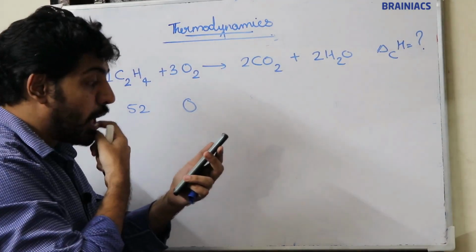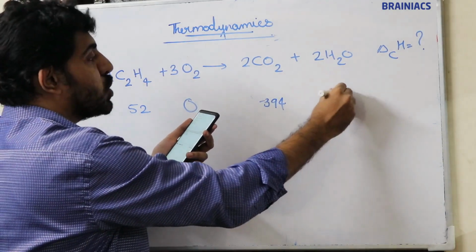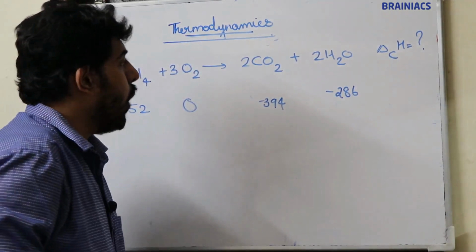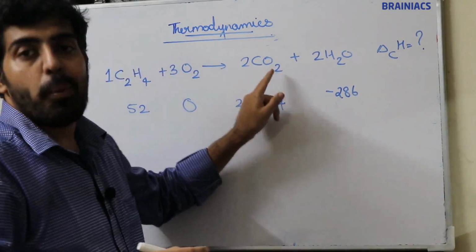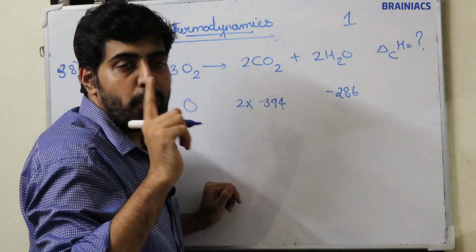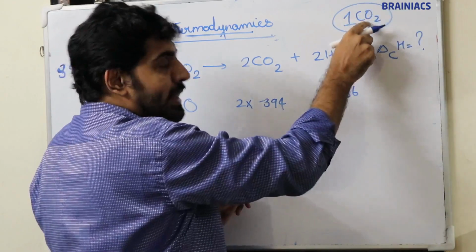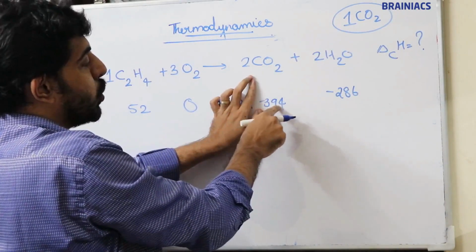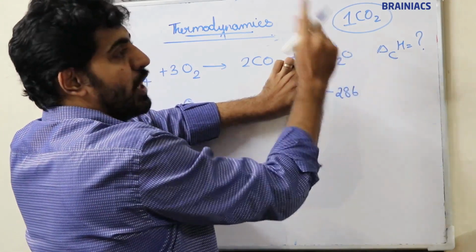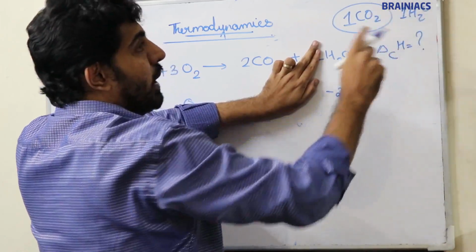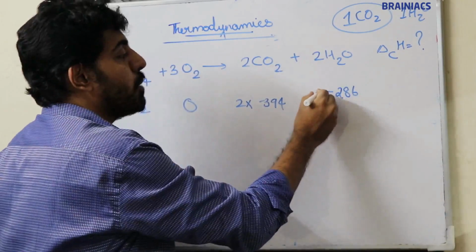Now for carbon dioxide the enthalpy of formation is minus 394, and for water the enthalpy of formation is minus 286 kilojoules per mole, right? Now how many carbon dioxide are there? 2. So we have to multiply 2 with this. Enthalpy of formation means the enthalpy change when 1 mole of a compound is formed. So when 1 mole of carbon dioxide is formed, that enthalpy is known as the enthalpy of formation, which is equal to minus 394. Here we are taking 2 moles of carbon dioxide, 2 into 394. Same way, for water, it is the energy change when 1 mole of water is formed. Here there are 2 moles, so you have to multiply with 2.